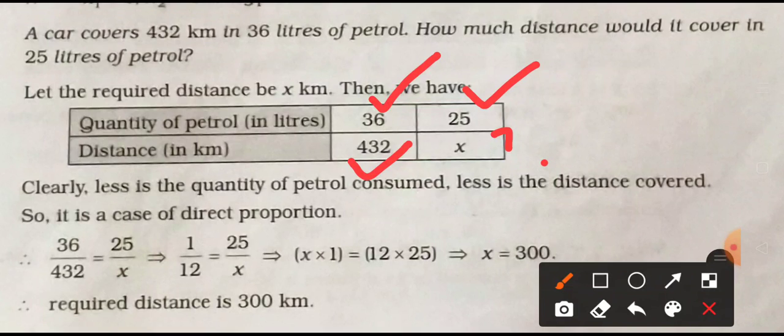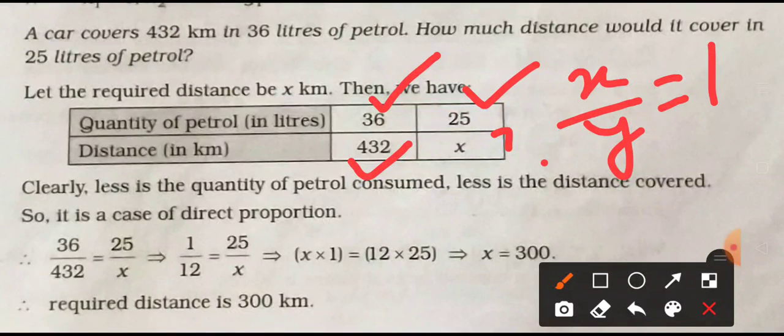In direct variation, we always know that x by y is always constant. So you can see the formula, 36 by 432 is equal to 25 by x. Upon calculating, we get x equals 300 kilometers. Now you can see, students, that in 36 liters of petrol the distance covered by the car is 432, so in 25 liters of petrol the distance covered by the car is 300 kilometers. So I think you have understood this question. Now let's move on to our next question.